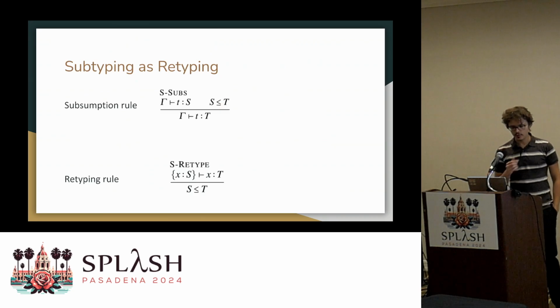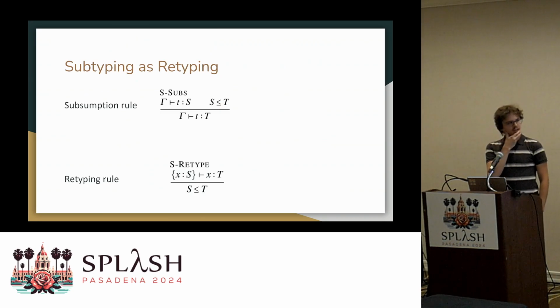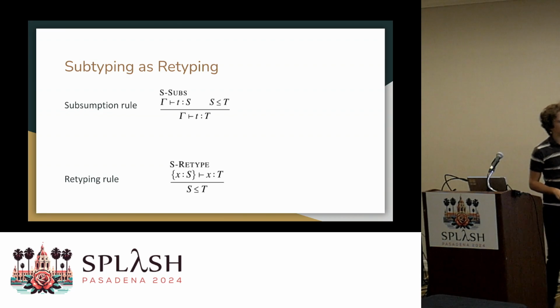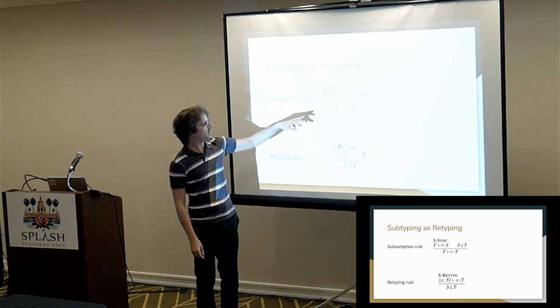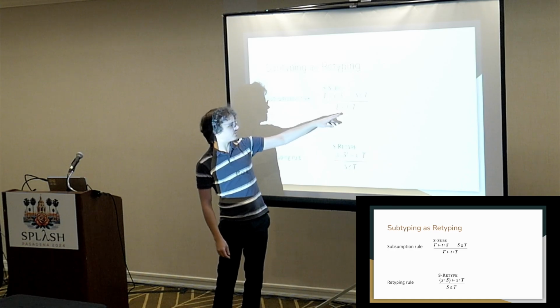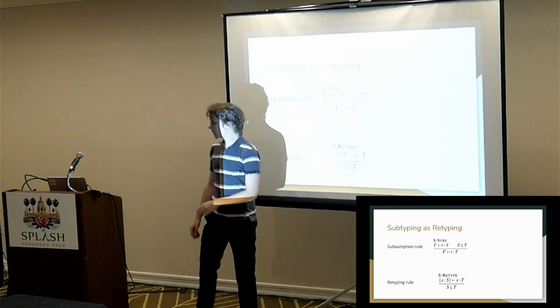An interesting view of subtyping, which I think is useful for the intuition of how to interpret subtyping, is as retyping. So the normal subtyping rule that most systems have is that if you have a term t of type S, and you know that S is less than T, then the term t also has type T, right? Capital T.